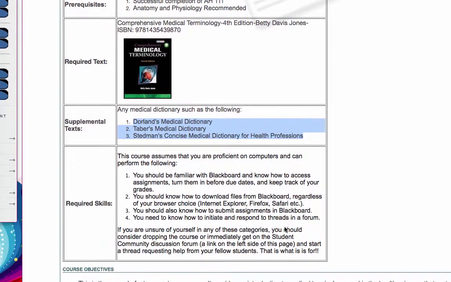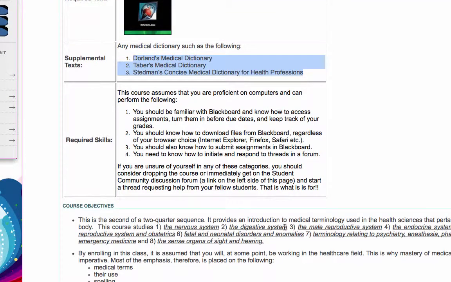All right, so you should have some computer skills for taking an online course. You need to be familiar with Blackboard, know how to access assignments, know how to turn them in before due dates, how to keep track of your grades, how to download files from Blackboard, also know how to submit assignments in Blackboard, and how to initiate and respond to threads in a forum.